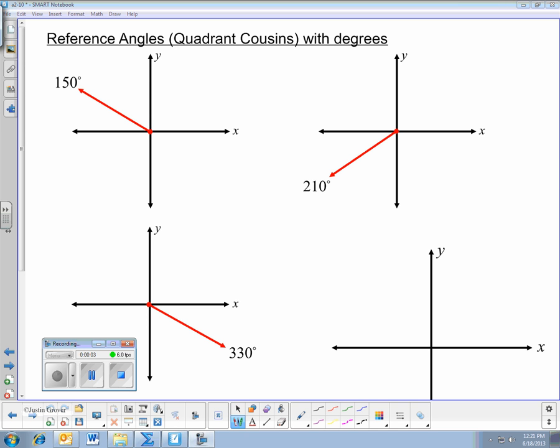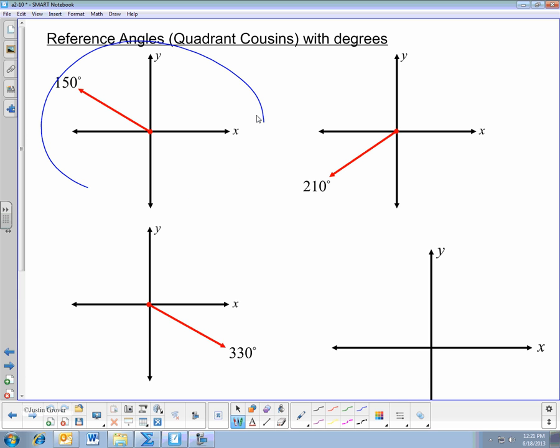Reference angles, or as I like to call them, quadrant cousins. And we're going to work in degrees for this. First of all, let me give you a quick example. If we look at my first example here, I have an angle drawn in quadrant 2, and the angle drawn is 150 degrees.